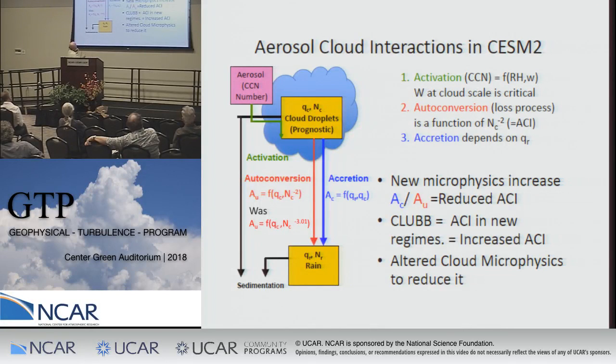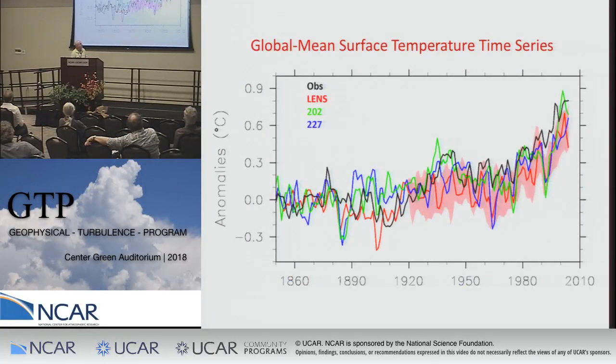So we modified our cloud microphysics scheme by changing this exponent from minus 3 to minus 2, and that got us through this problem. So these are now the new simulations. And this is the shadows here.